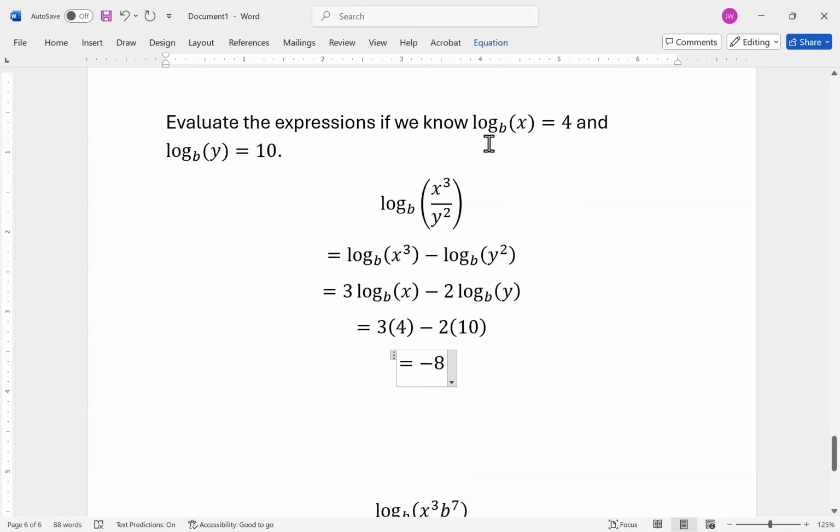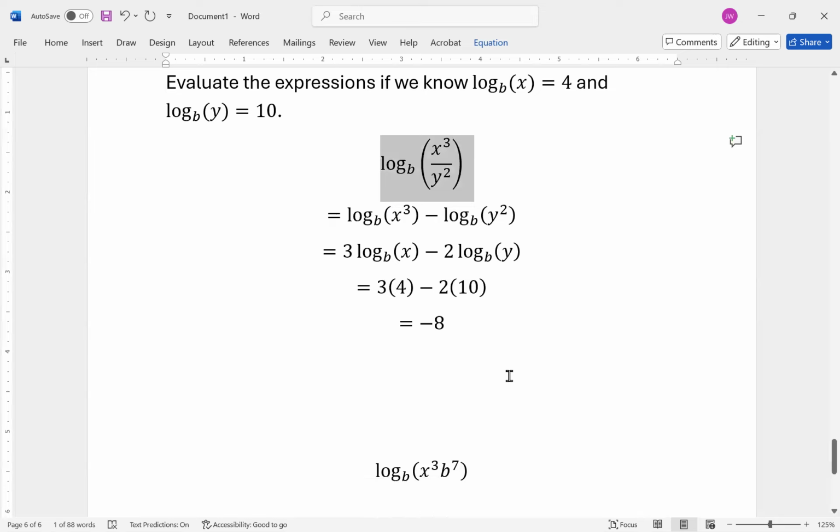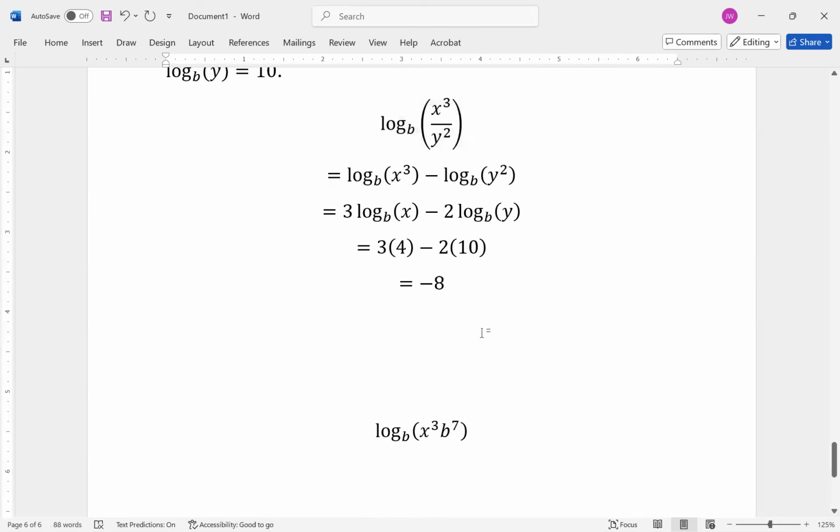So just by knowing log base b of x and log base b of y, I found out that log base b of this expression x to the third divided by y squared is equal to negative 8. We can do a very similar thing if one of our variables is not y, but rather b.